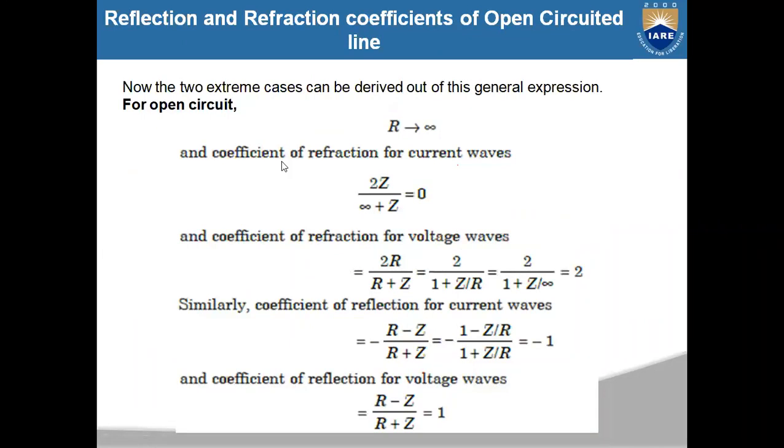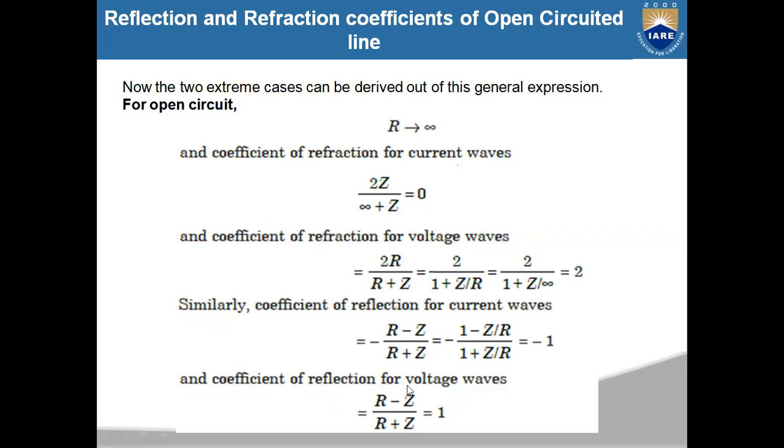So the coefficient of refraction for the current wave will be 2Z divided by, in place of R, you substitute infinity, plus Z. From this equation, the coefficient of refraction for the current wave you get is 0. And the coefficient of refraction for the voltage wave, from this equation, will be equal to 2. The reflection coefficient for the current wave is -1, and the reflection coefficient for the voltage wave is +1.